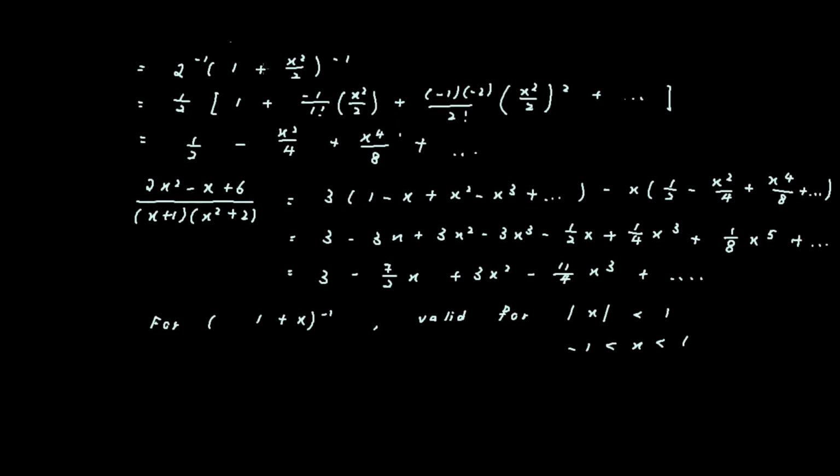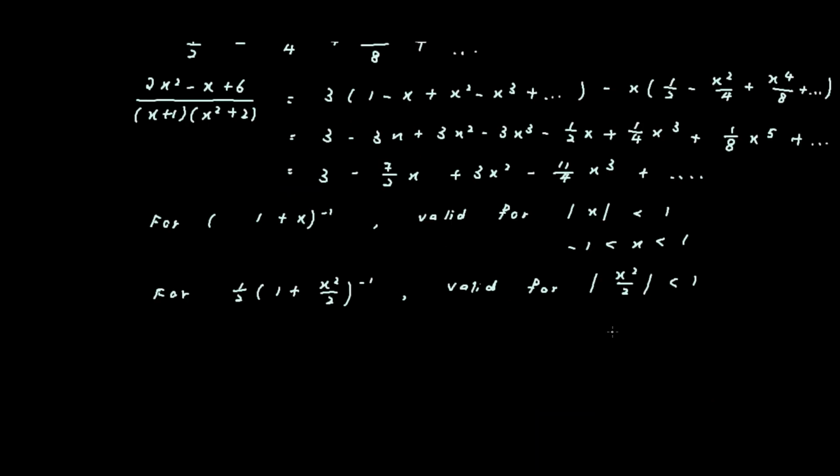So for the second one, we have 1 over 2 times 1 plus x squared over 2 negative 1 is valid for modulus x squared divided by 2 less than 1. So you will have 2 outside. Okay, so when you solve it, then you get square root 2. So x will be greater than negative square root 2 and also lesser than square root 2.